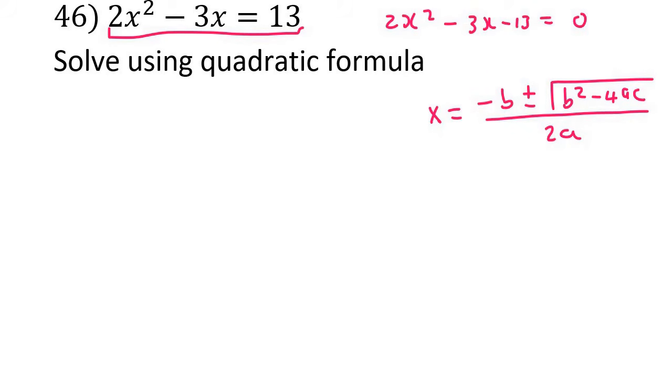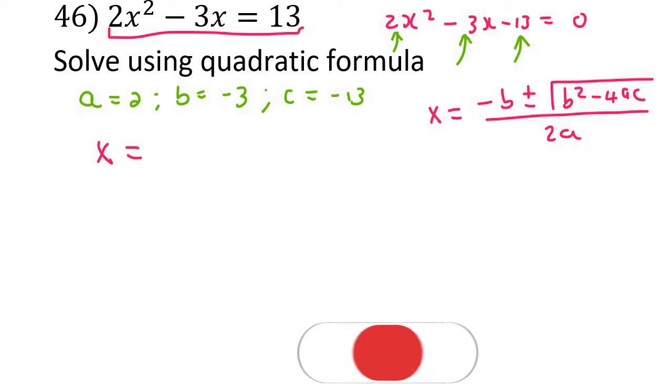When I've got the 0, then a is the number in front of x squared, b is the number in front of x, and c is the remaining number. So a will be 2, b will be minus 3, and c will be negative 13. Then you literally just type that into the formula, but let me show you what it would look like.